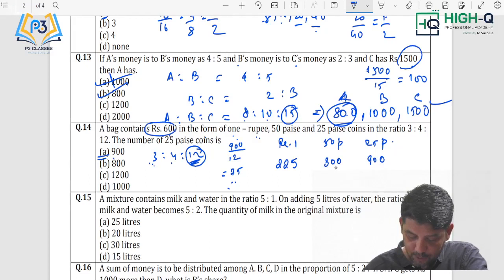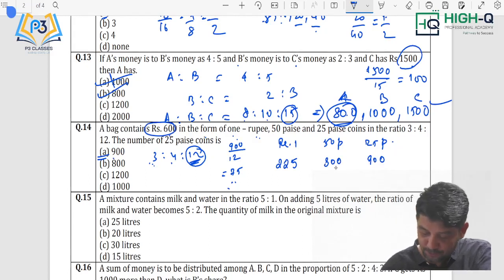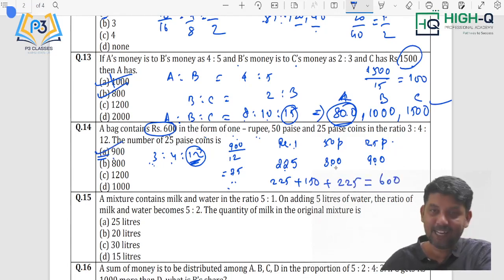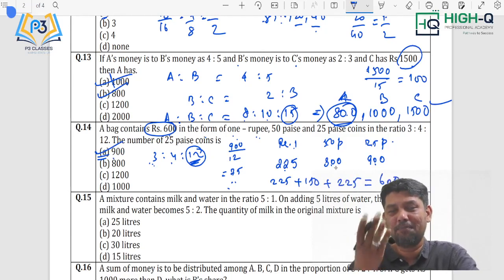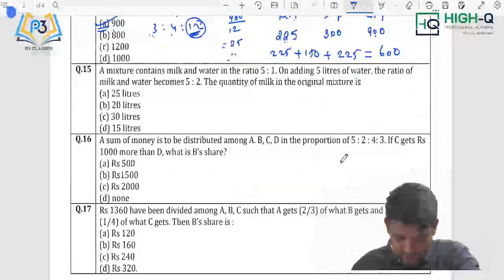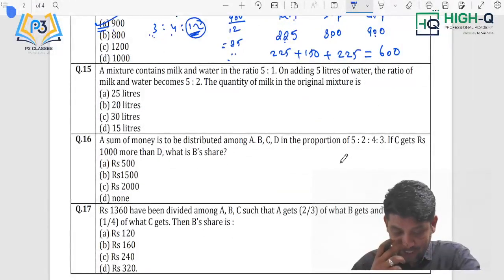Now I am going to check whether I am getting total 600 or not. Fine. 225 into 1 rupee, 225. 300 into 50 paise, 150 rupees. 900 into 25 paise, 225 rupees. 600 rupees. Sir, 900 is the direct answer. Arey, why do you have to waste time by using the actual method? These are word problems. Directly we can do. Okay.